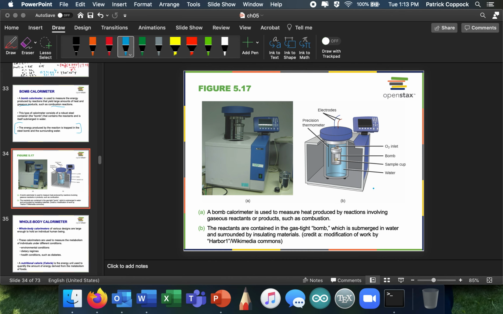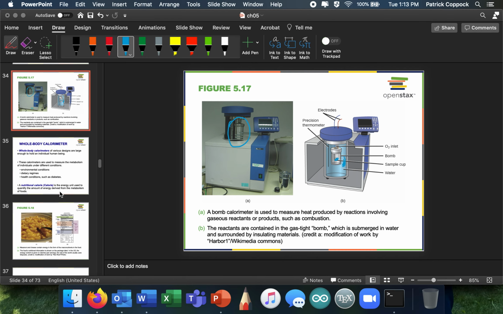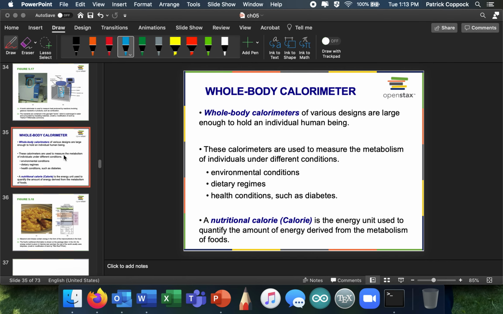This is kind of cool. You can see this is a pretty sophisticated apparatus. There's your bomb, right? It goes down inside the water. There's their water right here, right? You put your sample in and you blow it up, and you measure the change in temperature. And then also there are whole body calorimeters.